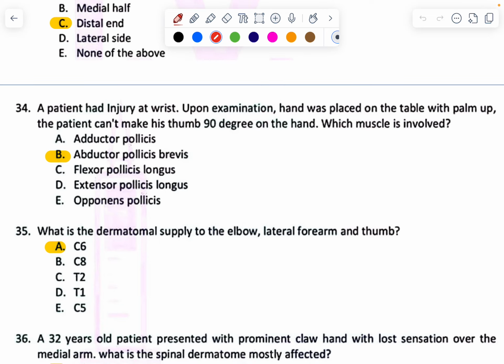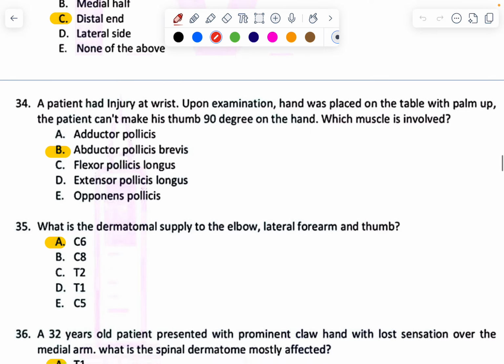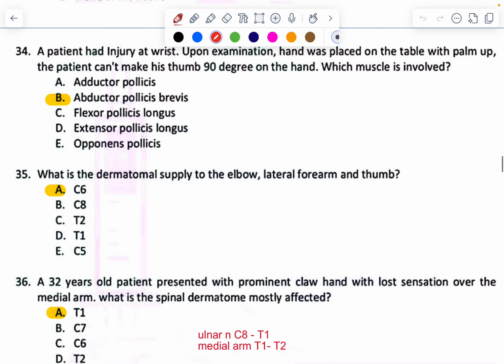A 32-year-old patient presented with prominent claw with loss of sensation of the medial arm. What is the spinal dermatome? Prominent claw is C8, T1. Loss of sensation of the medial arm is T1. It has to be T1. Yes, ulnar arm T1, T2.